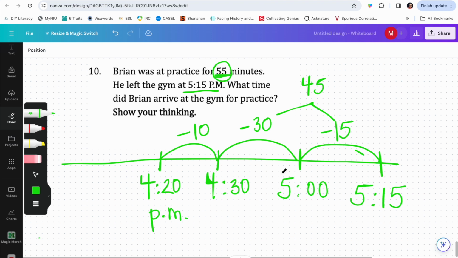We did little hops because we want to make sure that we are paying close attention to when the hours change. So that's why hopping back to 5 o'clock is really nice, and then we can hop back in small increments. Please make sure that we're labeling our timeline along the way. And that not only shows your thinking, but also shows the correct final answer.